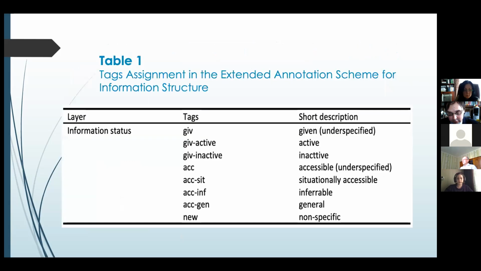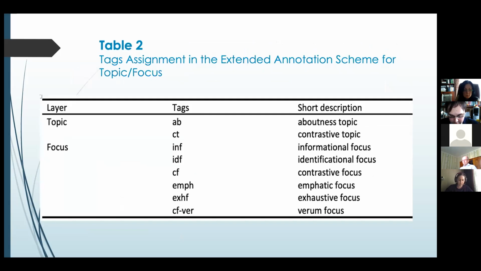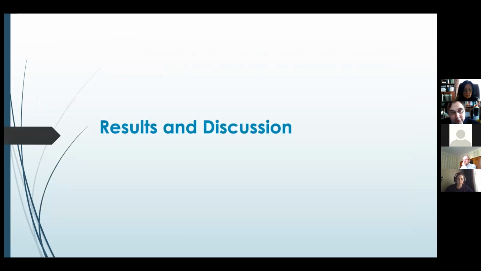And each discourse referent is assigned a tag, and tags that emerge as a result of annotation are presented in table 1. So this is the first layer, given versus new information. And the tags for the second dichotomy, that is topic versus focus, are presented in table 2. So we single out topic pragmatically as well as focus. Topic is what the sentence is about, focus is the most salient information with further subdivision.